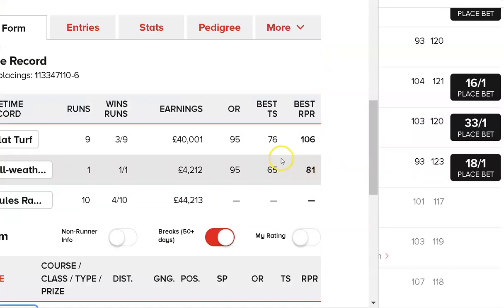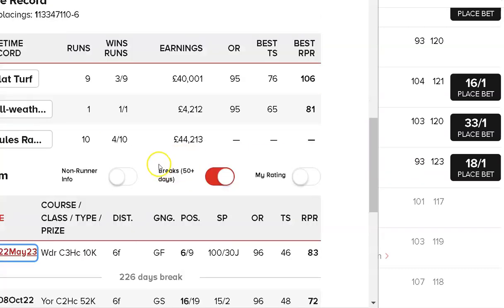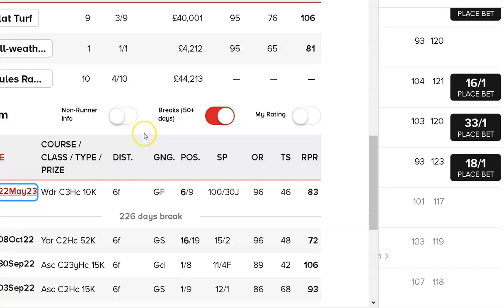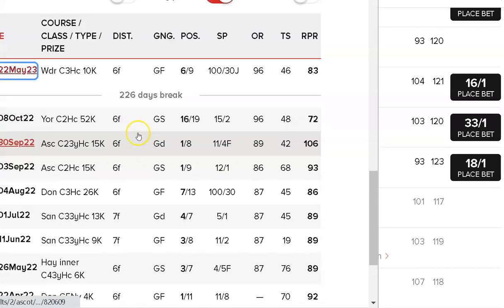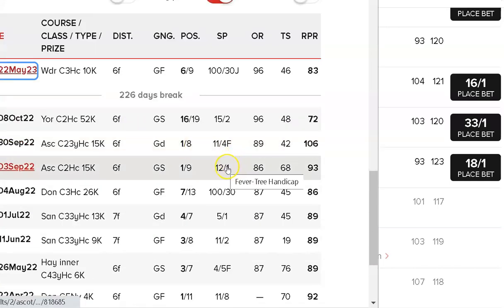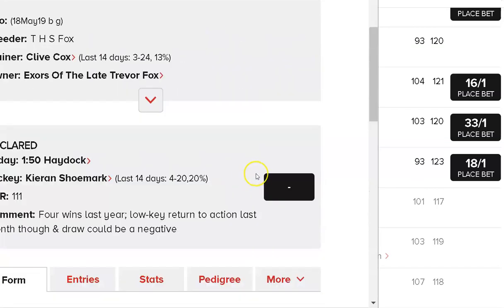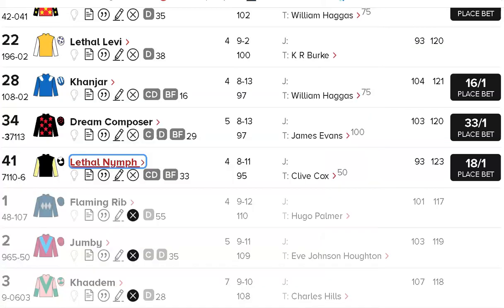He has only had the 10 starts. That is a bare minimum, 10 starts. But I really want something with at least a decent recent run. So I'm going to take out Lethal Nymph. He's also rated 95, which is really below my ceiling. I'm really looking for something rated 97 or higher, really.